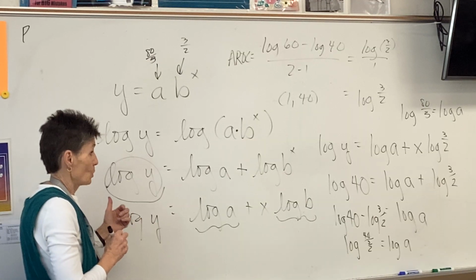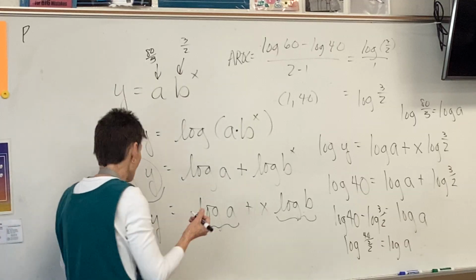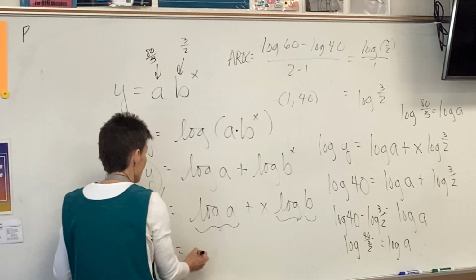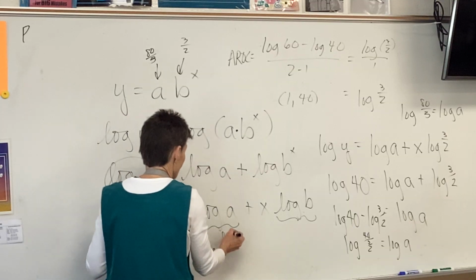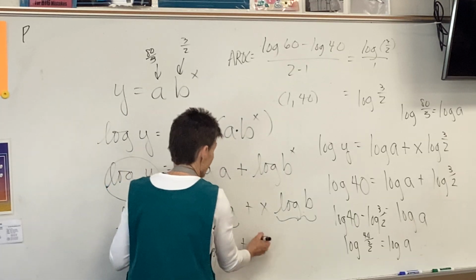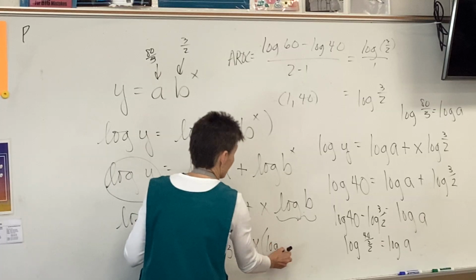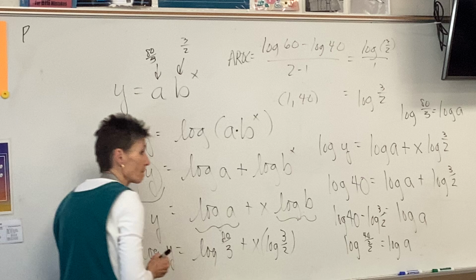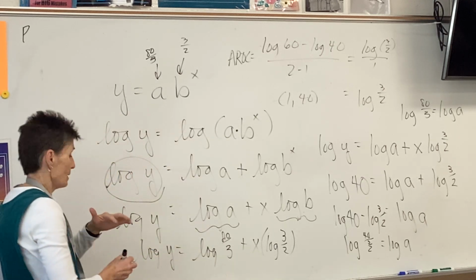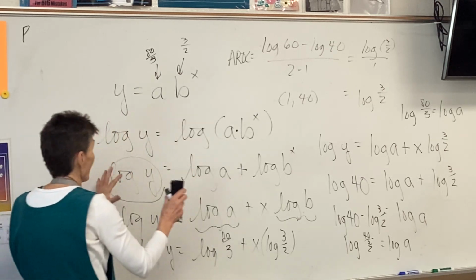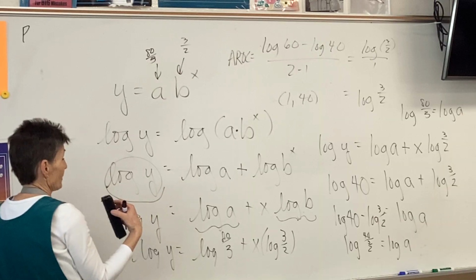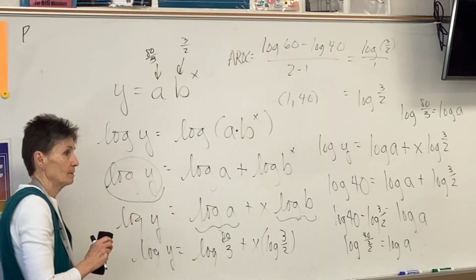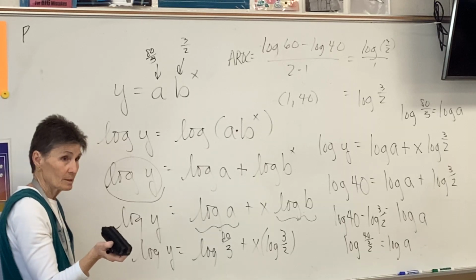Now, your equation is going to be log y equals log 80 thirds plus x log 3/2. Now, no one in their right mind, I don't think, is going to do all this to find A and B. We found A and B.